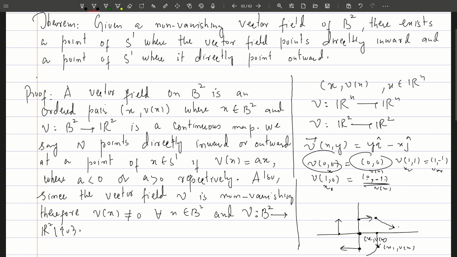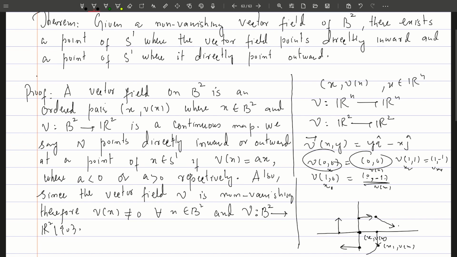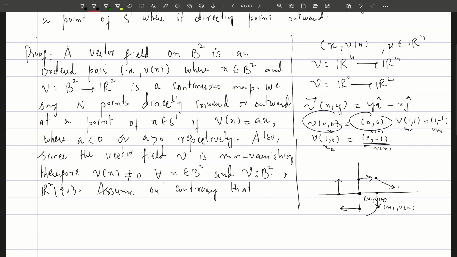Now we have to prove there is a point on S1 where the vector field points directly inward. So we assume the contrary: that there is no point x on S1 where the vector field points directly inward.